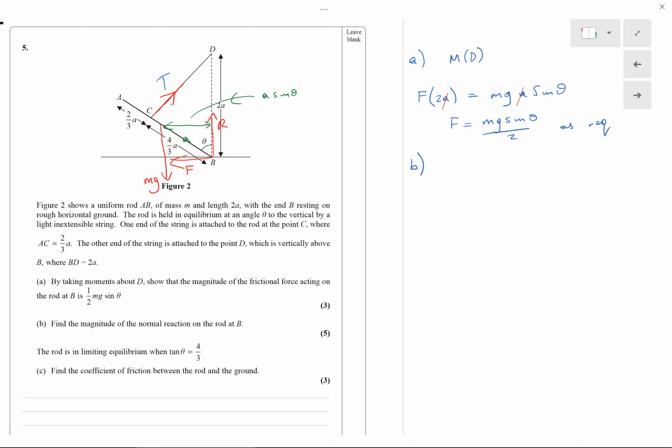So it would probably be easier to take another, it's a bit unusual, to take another moments equation about point C. And the advantage of doing that is that C, the force T, will not have any turning effects. It won't be in our equation. Okay, so let's resolve some forces here. The mg, let's mark on the angles first.